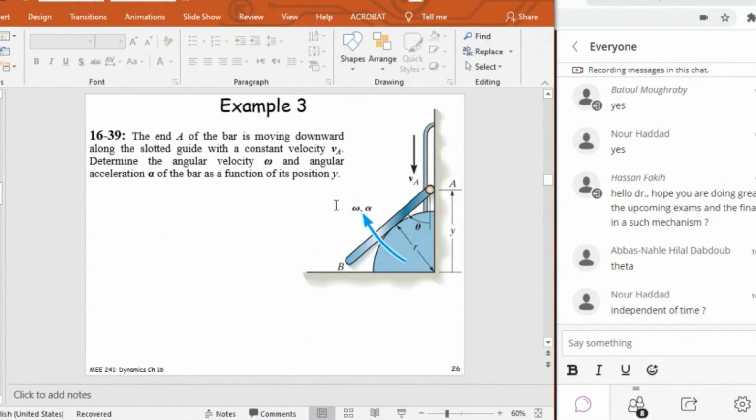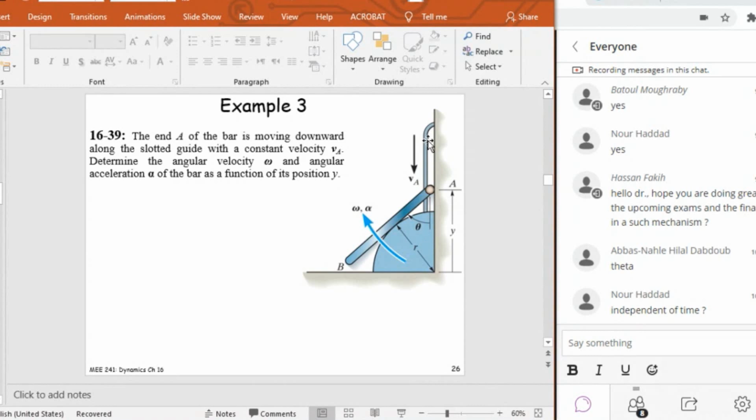So here, guys, in this example, the end A of a bar is moving downward along this slotted guide. The second end is rotating because in fact this bar is tangent to a circular curve. The circular curve has a constant radius r, and this bar makes an angle theta with the vertical fixed direction.